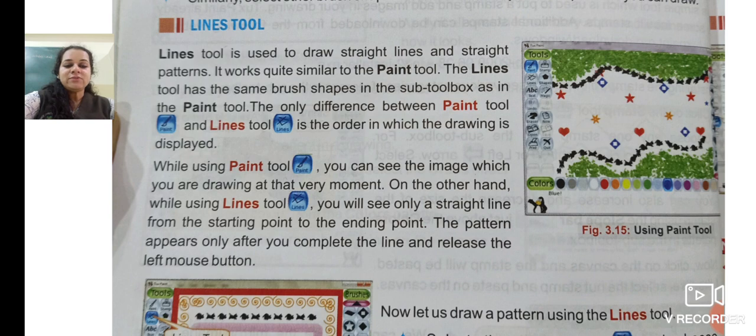As when we started selecting the straight line, what happened? We only saw the start point and the end point. When we leave the mouse, only then you can see whether the line is straight or not. The pattern appears only after you complete the line and release the left mouse button. You will see the line pattern only when you release the mouse button.